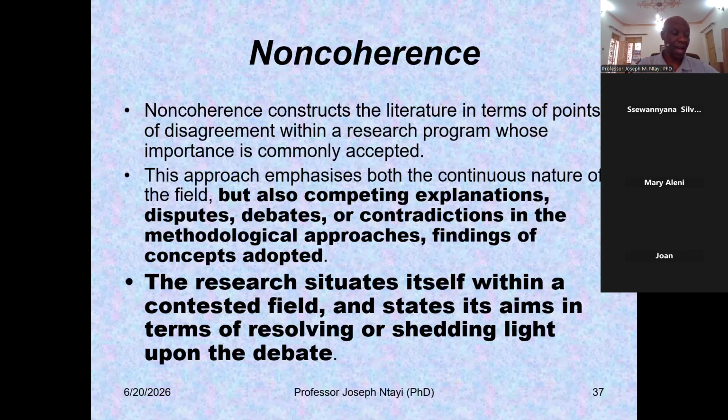So as you can see, under non-coherence, the field is portrayed as important but unsettled. This area is very important, but the area is unsettled. So in other words, here we emphasize competing explanations, contradictory findings, and methodological disputes that exist. We emphasize conceptual disagreements. And the objective is not to demonstrate consensus, which we did under progressive coherence. Here, we actually emphasize something that is totally different. We want to reveal tensions that justify further inquiry. And that is very important.